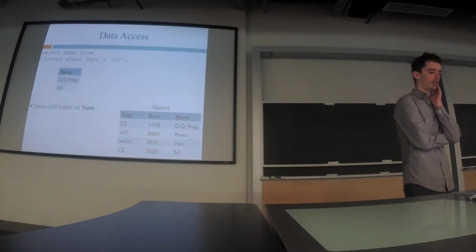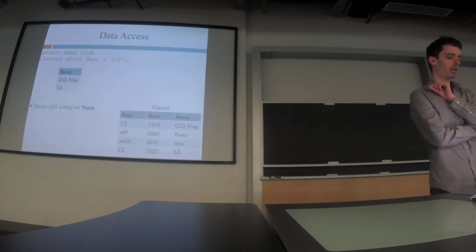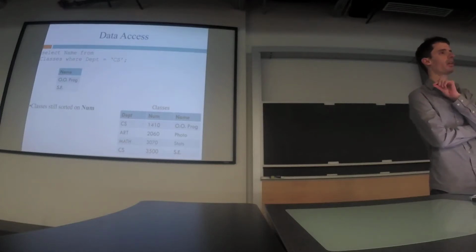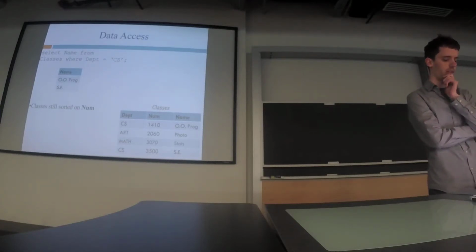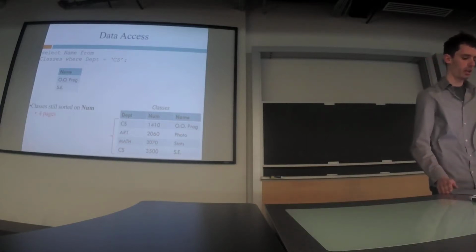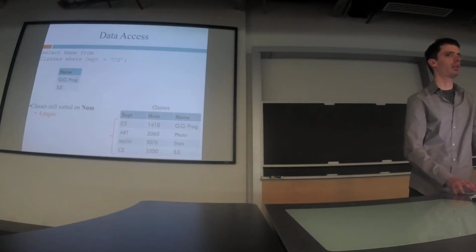Okay, here's another one. So classes is still sorted on num, but now my query is select name where department is CS. Okay, how many pages? Yeah, 4. Being ordered by num does not help us with this query. We have to do a linear scan.